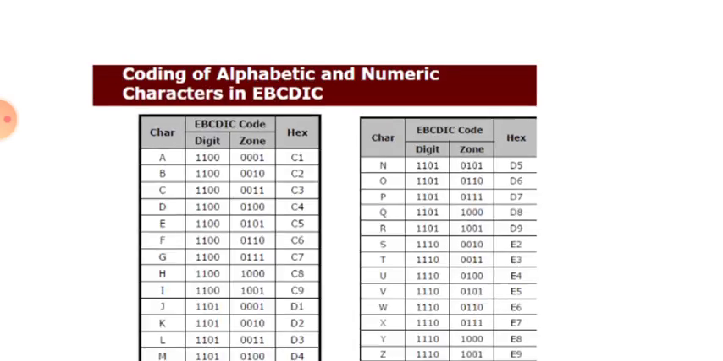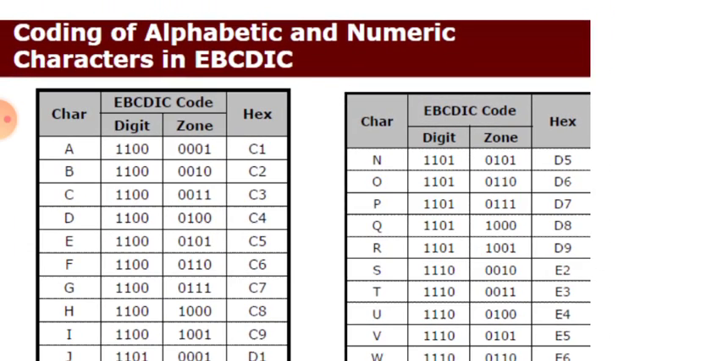So this is EBCDIC code, as you can see here. Character A can be represented as 11000001, so 4 bits for digit and 4 bits for zone. If you represent it by a hexadecimal number, the digit 1100 is 12, which is equal to C, and the zone bits 0001 make 1. So the hex number is C1.